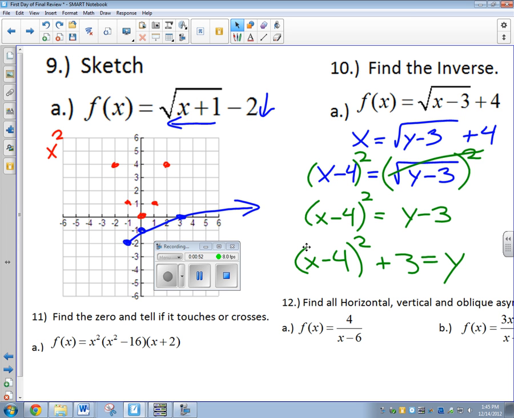That is my inverse. Just remember your 2 steps to find an inverse: flip x and y and solve for y. Up, middle, down on those first 2 questions. We doing okay? All right.